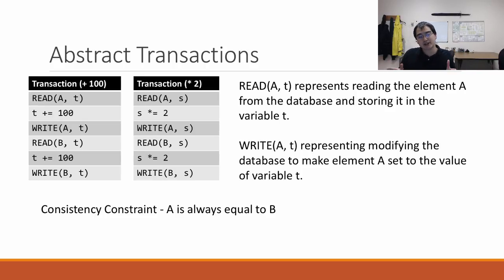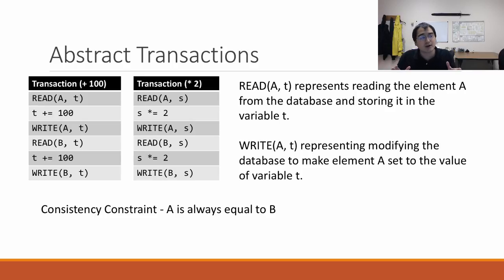Okay, and now we can check if our transactions maintain that consistency. So if our database is in a state where A and B are the same, do either of these transactions break that consistency? No, because the first transaction adds 100 to both of them, and if you add 100 to both of them, are they still equal to each other? Sure are. The other transaction doubles both of them. If you double two numbers, are they still equal to each other?